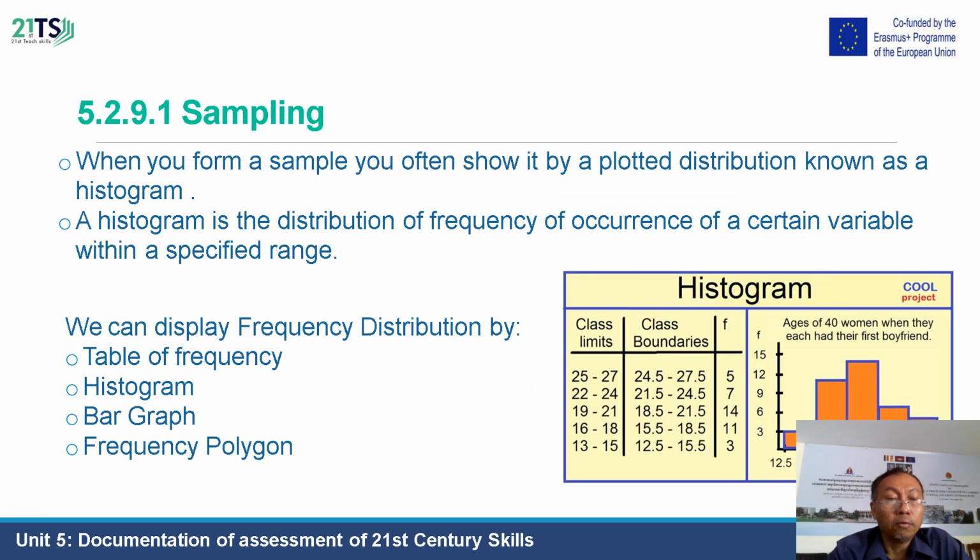When you form a sample, you often show it by a plotted distribution known as a histogram. A histogram is the distribution of frequency of occurrence of a certain variable within a specific range. We can display a frequency distribution by a table of frequencies, histograms, bar graphs, or frequency polygons.